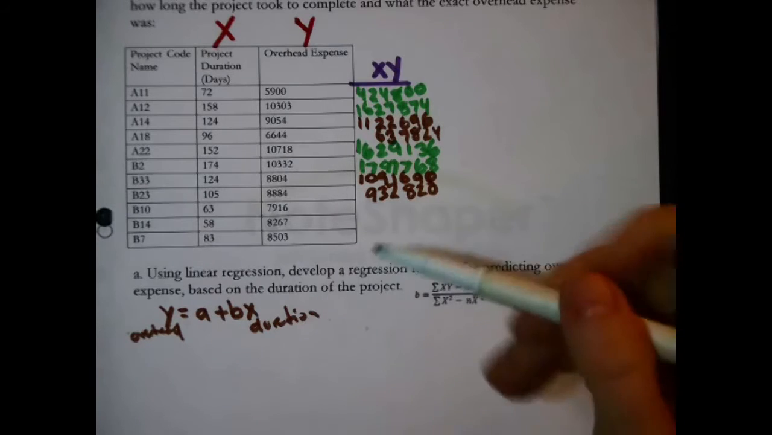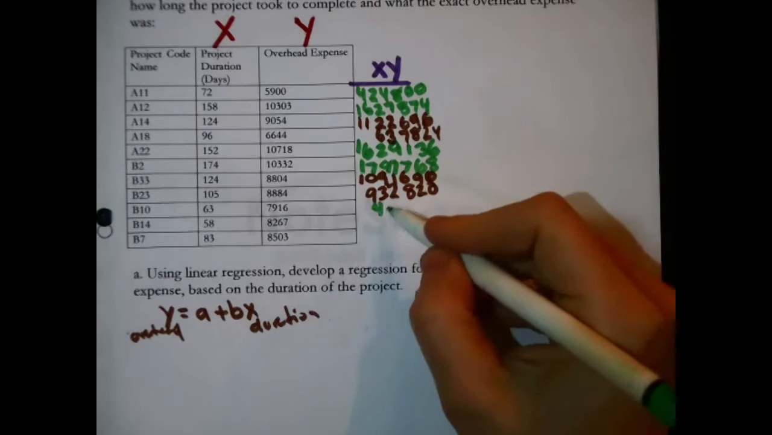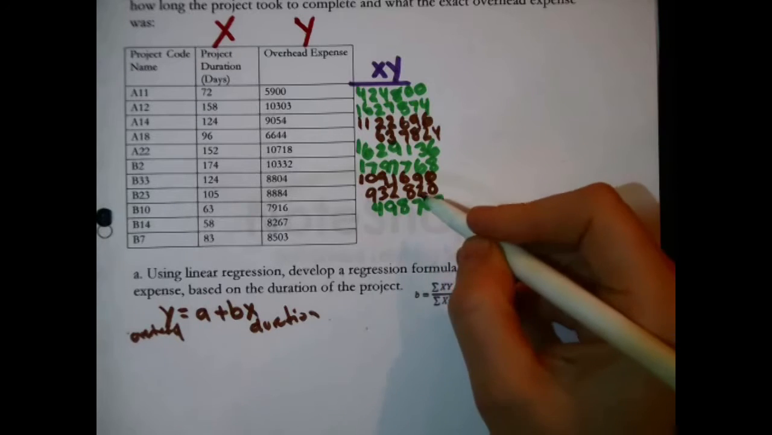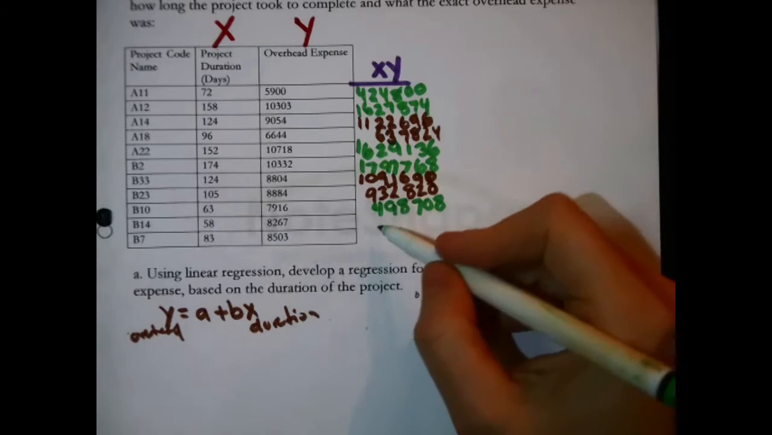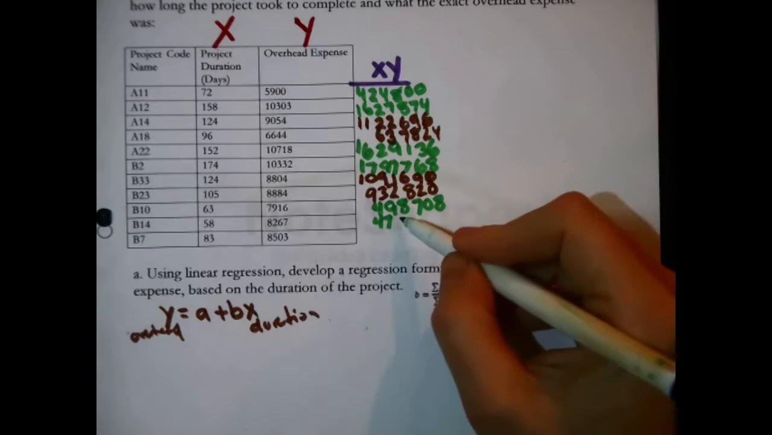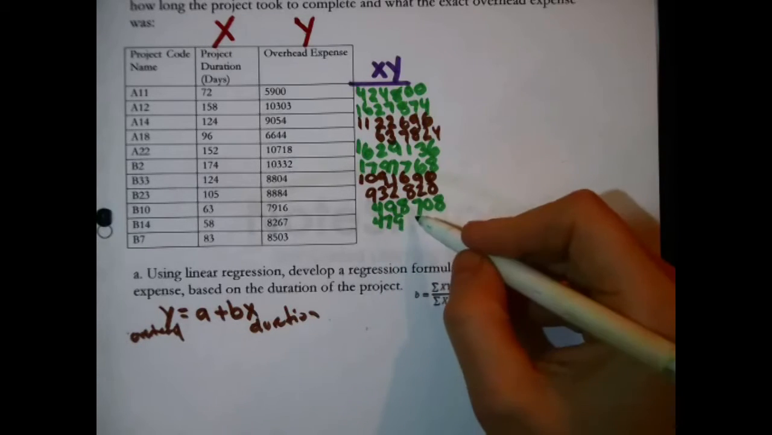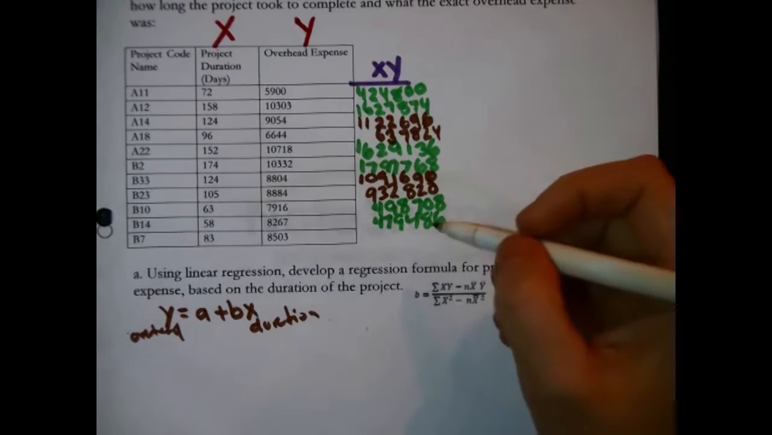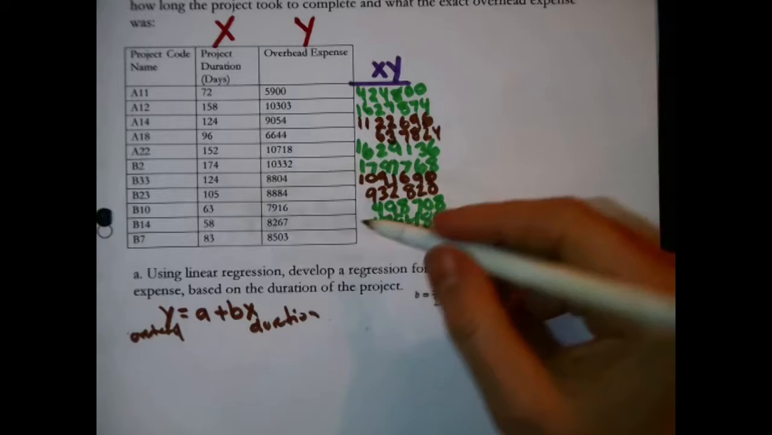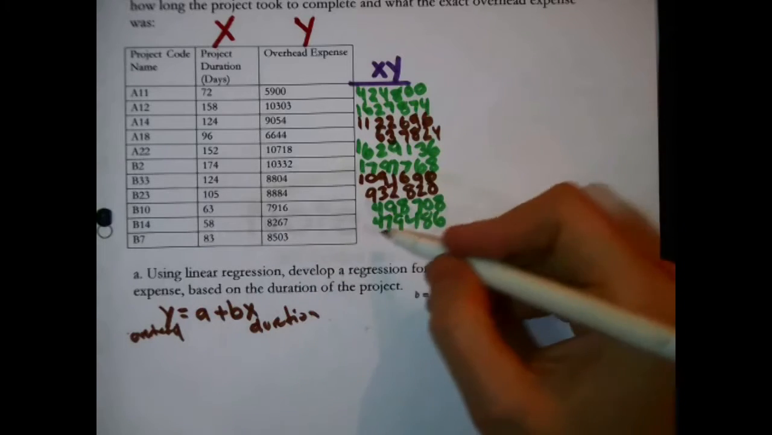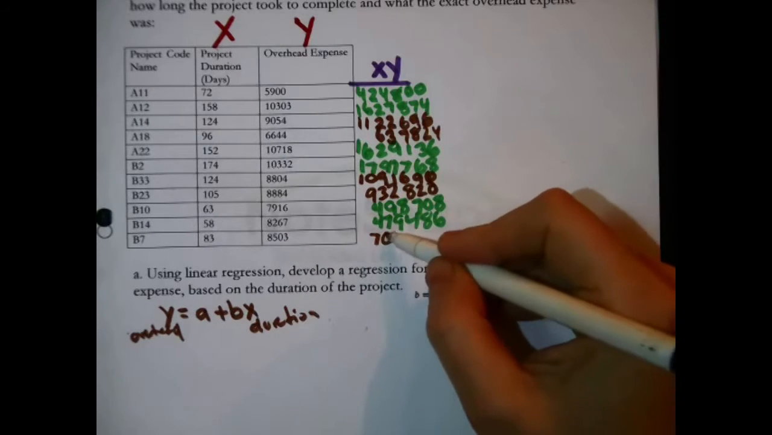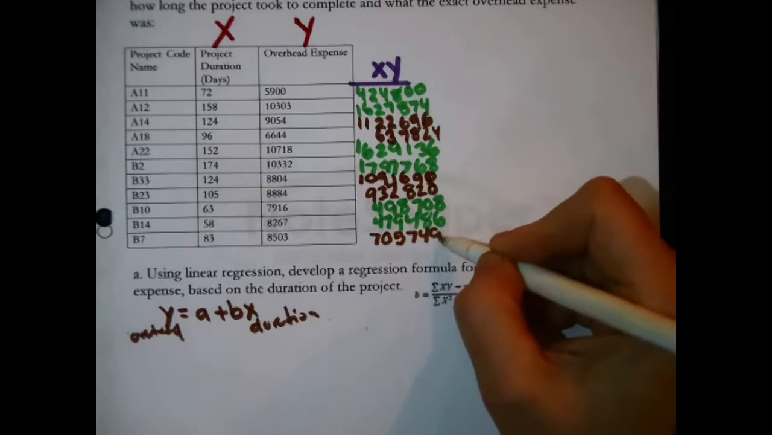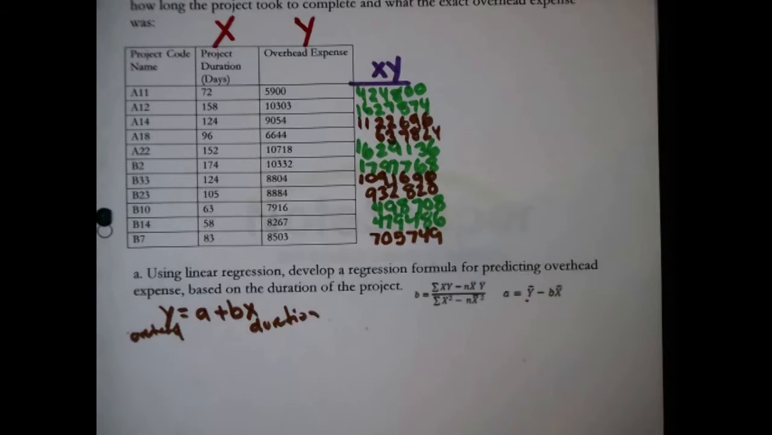The row below that one, 4,988,708. And the row below that one, 479,486. And finally, the 11th project in the bottom row, 83 times 8,503, 705,749.